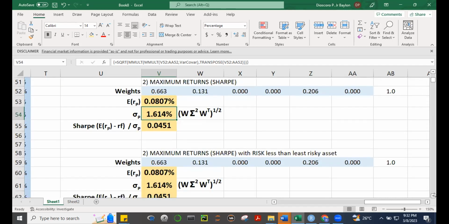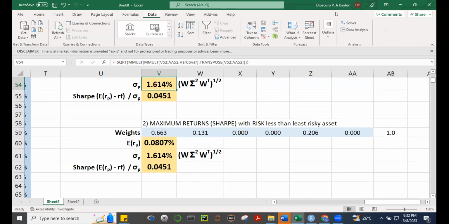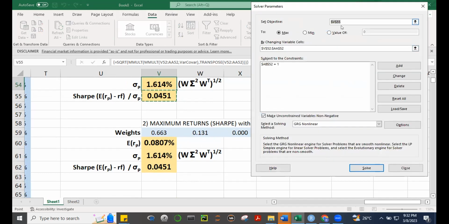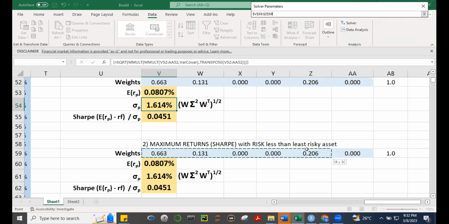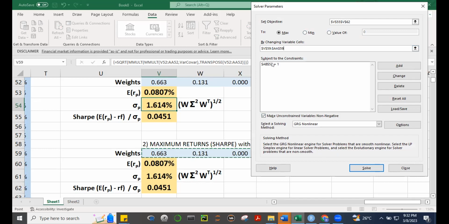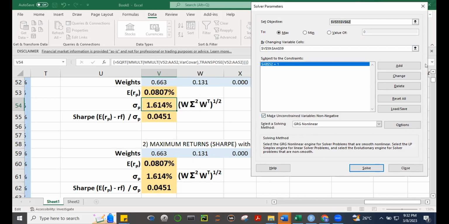All right, so now let me create another model for this one. Data, Solver. I'm going to change this. Our objective is still the Sharpe ratio, and the value is still a maximum. For the changing cells, we'll replace them with our new weights. My mouse seems to have given up. I'll delete this. This will be our changing cells, and then our constraints. I'll change this.